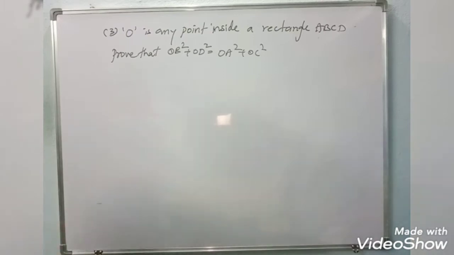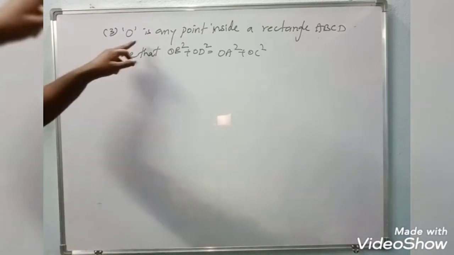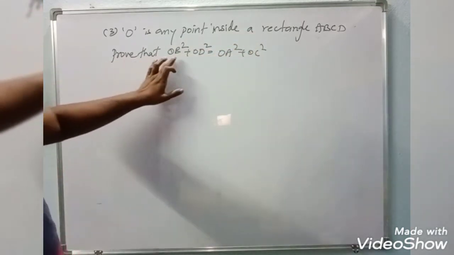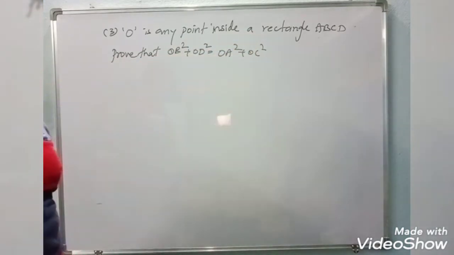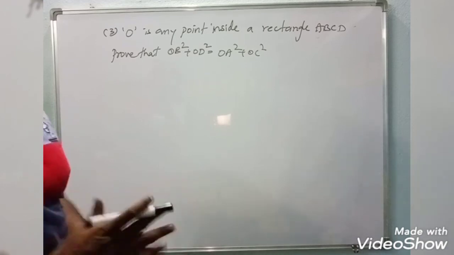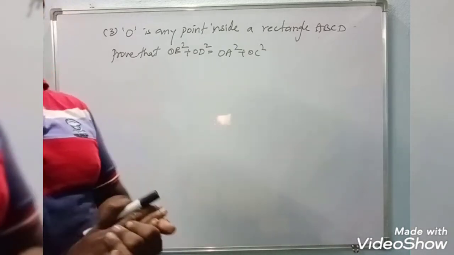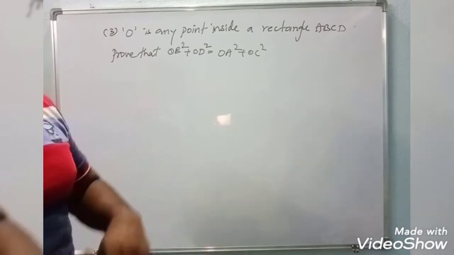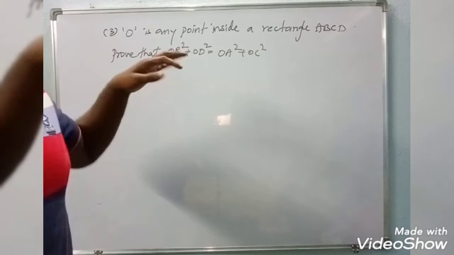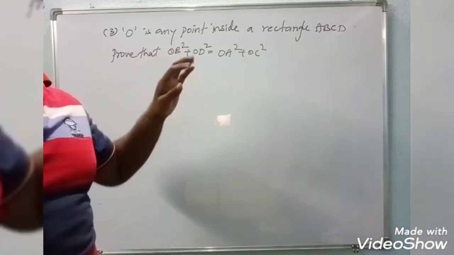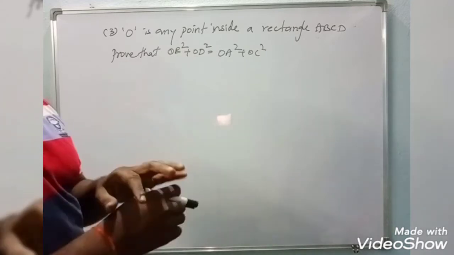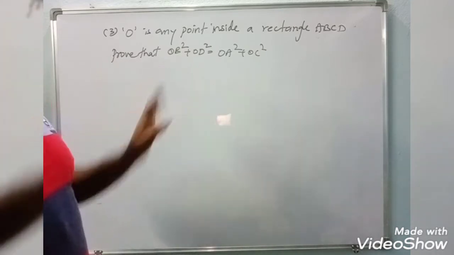Yes, okay students. So next, the third question is: O is any point inside a rectangle ABCD. Then prove that OB square plus OD square is equal to OA square plus OC square. So students, whatever we are learning today based on your Pythagoras theorems, all problems are very much important for your exams. So mark it as a double star or triple star or 4 stars, all are important, right? So whatever we are saying today, all questions are important for your exams.